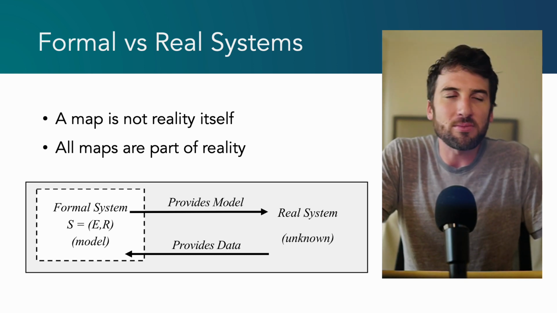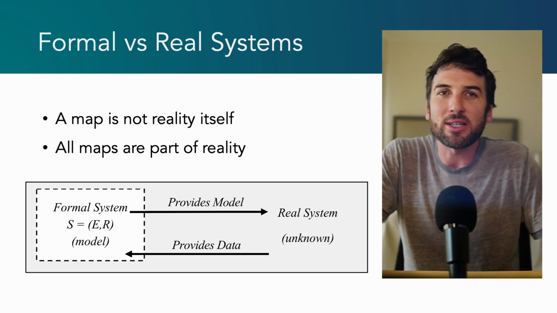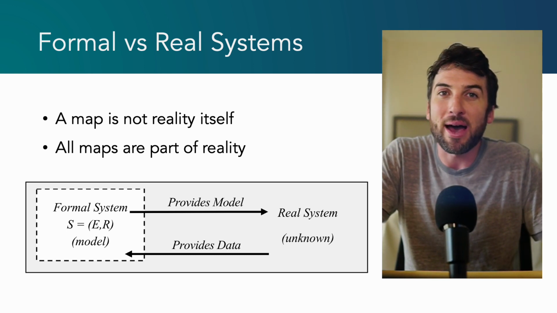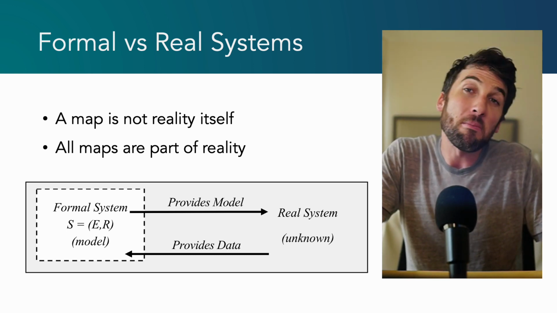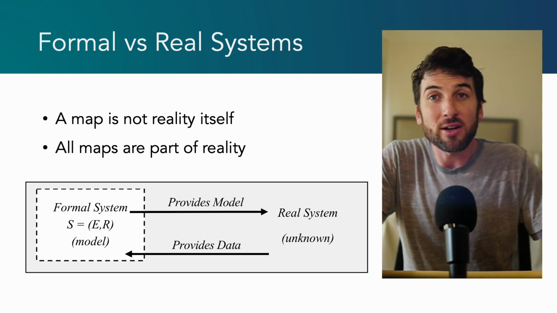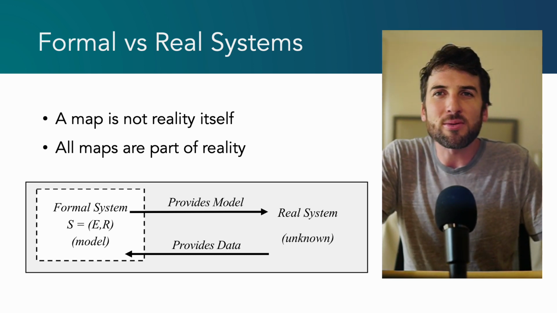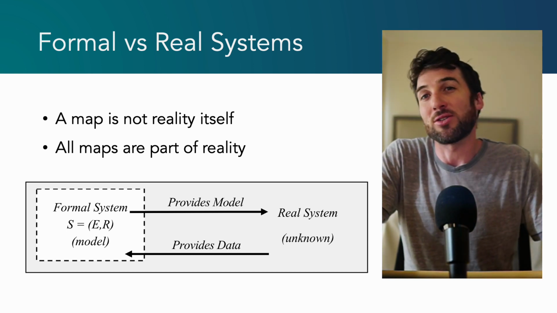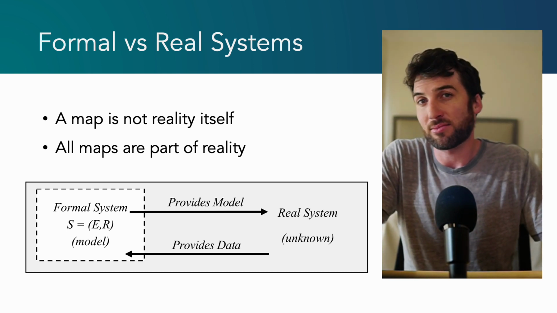So what this means is that the map should not be confused for the reality itself, right? A map is not reality. It's a model of it, but you can argue that one model is more useful than another model, but there's no test to confirm that a model is what nature really is.